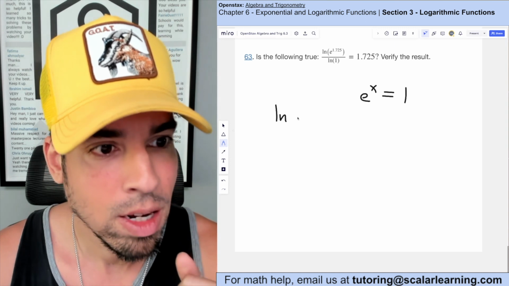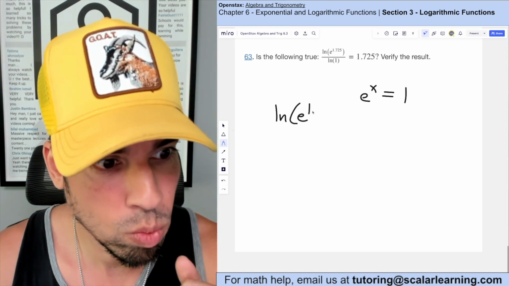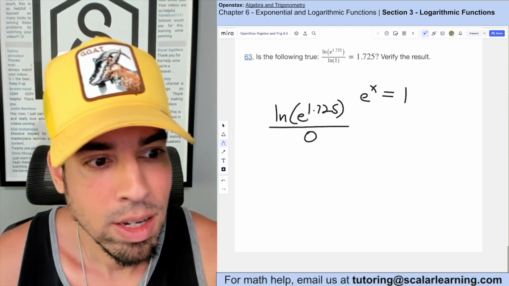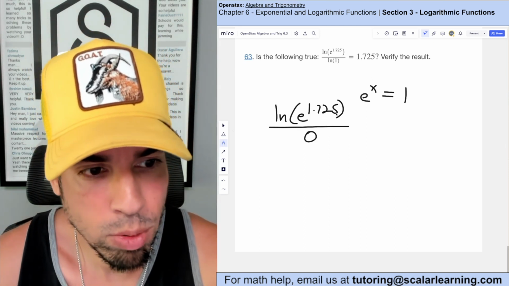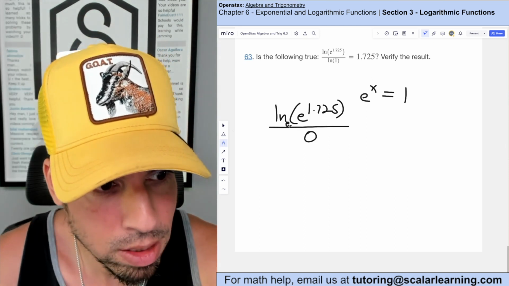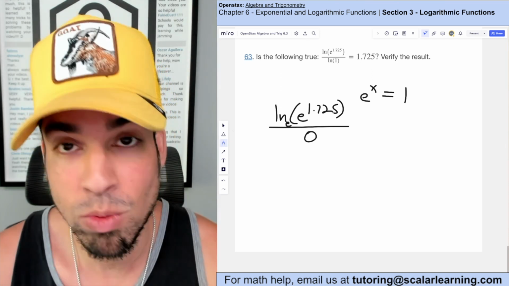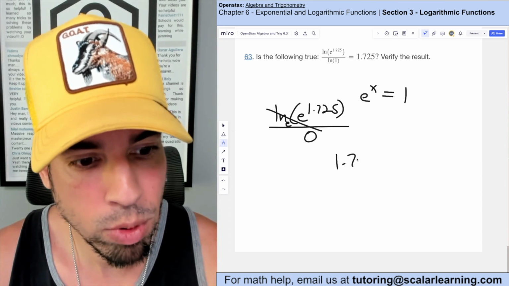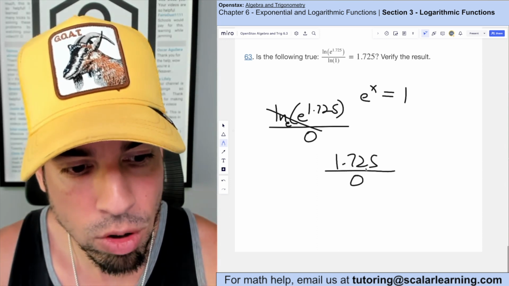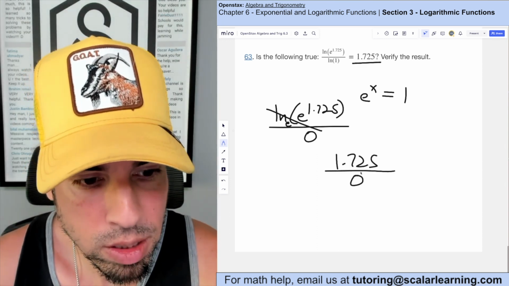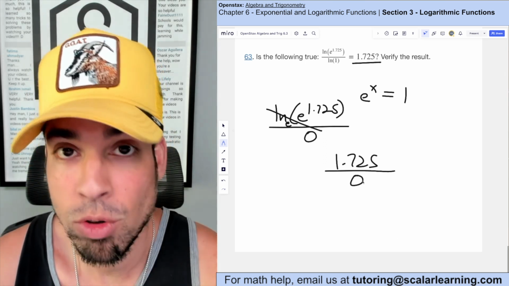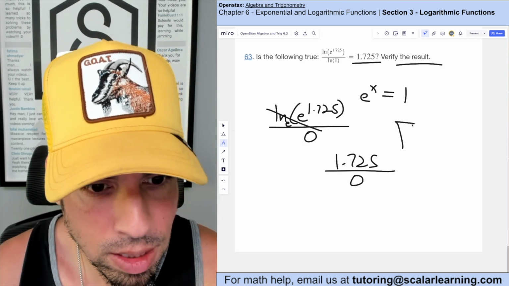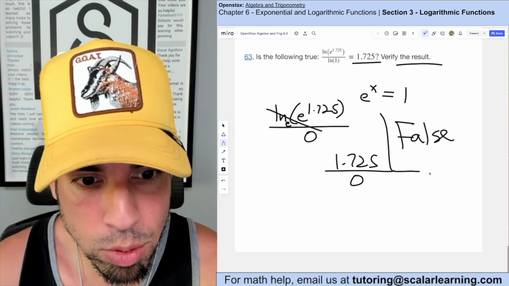So that means we've got ln of e to the 1.725 over 0. Now, ln of e to the 1.725, when the base is the same as the value being raised to an exponent, these essentially cancel out. So you're left with 1.725 divided by 0. But this does not equal 1.725. 1.725 divided by 0 is undefined, which means we cannot verify the result, meaning this is not true. It is false. Boom, done.